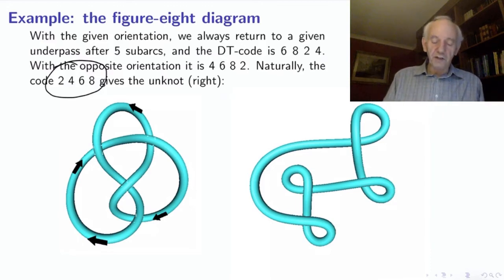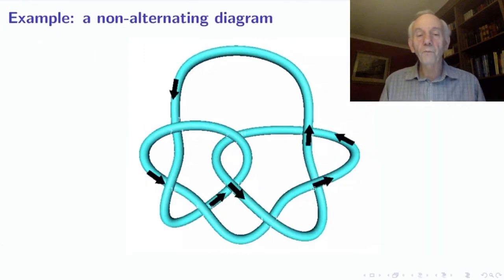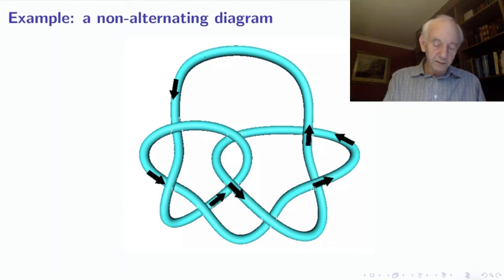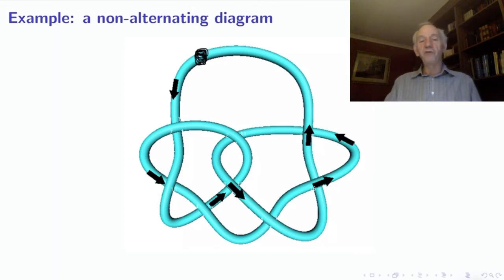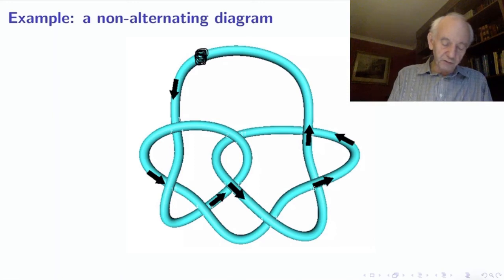Okay, let me give you an example now to explain how you handle non-alternating knots. So let me write down the DT code for this knot, and where were we going to start? Well, I choose a place where there's lots of space for the decision making. So I'm going to go in this direction of the orientation, to make sure my first crossing is an underpass. So my first crossing is labelled 1, 2, 3, 4.